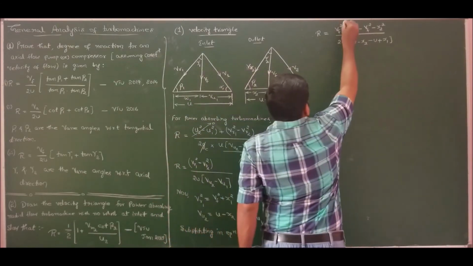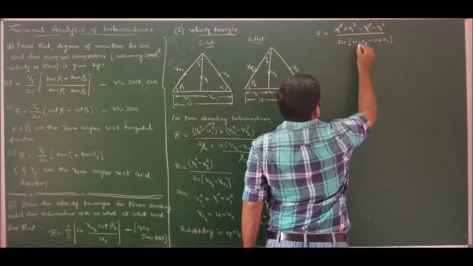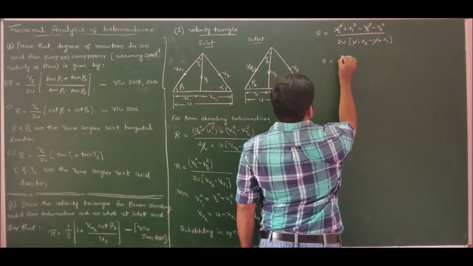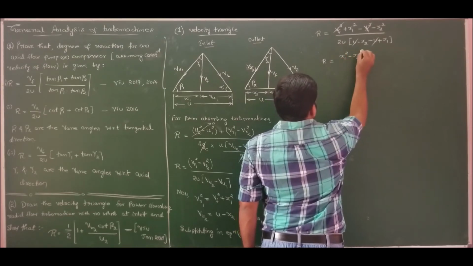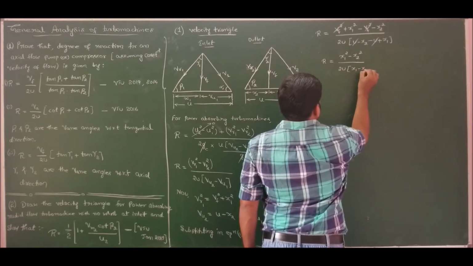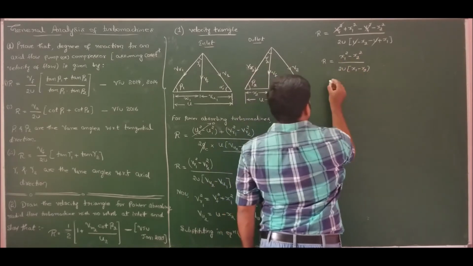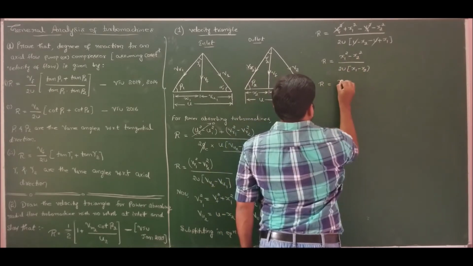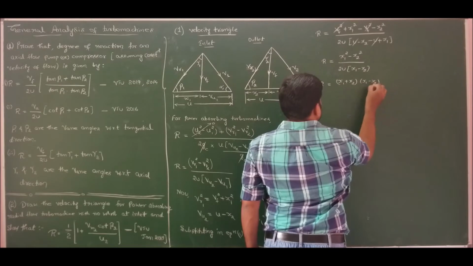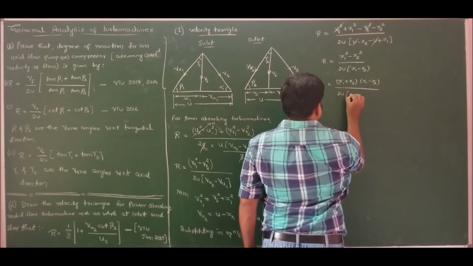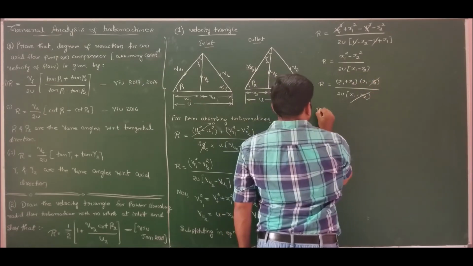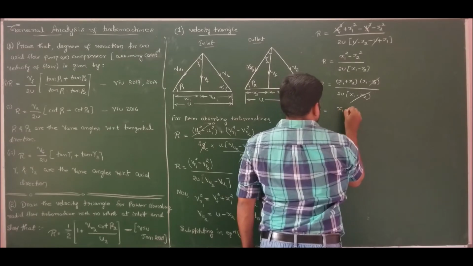Now VF square will get cancelled. In the denominator, u and minus u will get cancelled. So I am left with R is equal to x1 square minus x2 square divided by 2u of x1 plus x2. This is of the form a square minus b square. If I simplify further, I will get (a plus b) into (a minus b) divided by 2u times x1 plus x2. Cancel off x1 plus x2 and we are left with R is equal to x1 minus x2 by 2u.